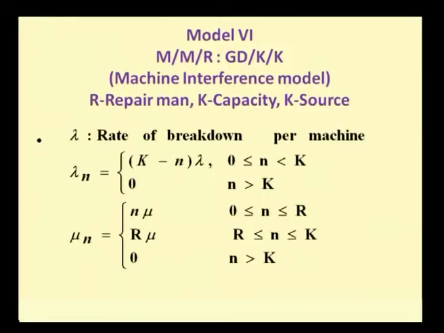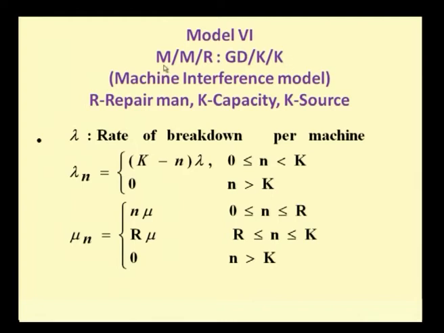Welcome to the UGC lecture series on queuing and reliability. Presently, we are looking into the queuing models, particularly the Markovian queuing models. We got started with the machine interference model or the finite source model. This is model 6. In the Kendall's notation, M/M/R/GD/K/K.